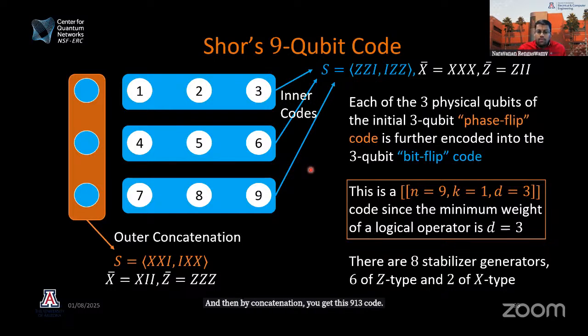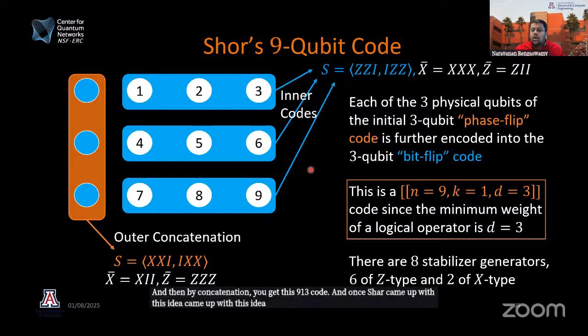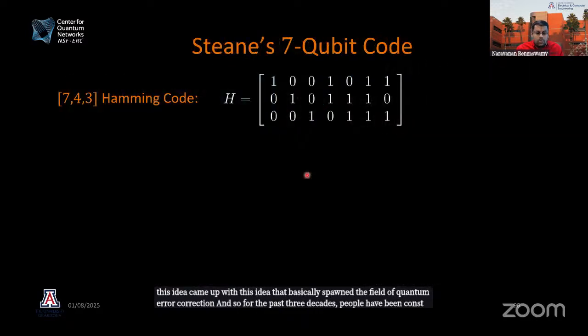And once Shor came up with this idea, that basically spawned the field of quantum error correction. And so for the past 3 decades, people have been constructing a lot of interesting codes.